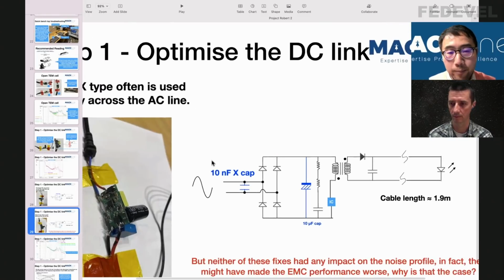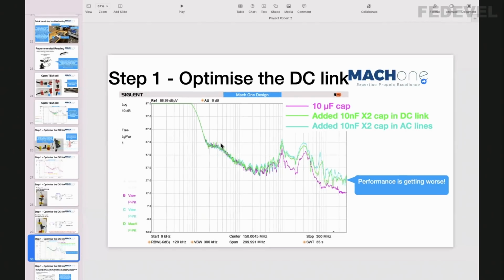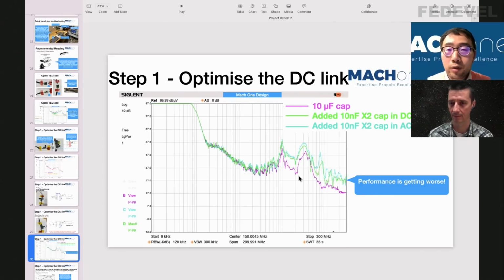And alternatively, because it's an X-type capacitor, it can also work on the AC side. You can put the same capacitor between the AC lines. Many products do this. They put the capacitor in between the AC lines, trying to provide some low impedance path. But in this case, I put the capacitor in DC, I put the capacitor in AC. They make things worse, as you can see here. So we tried 2 methods, which in theory should work, but in reality, it makes things worse, okay?